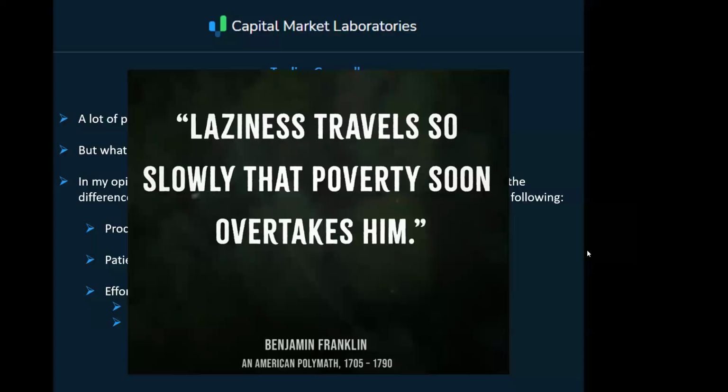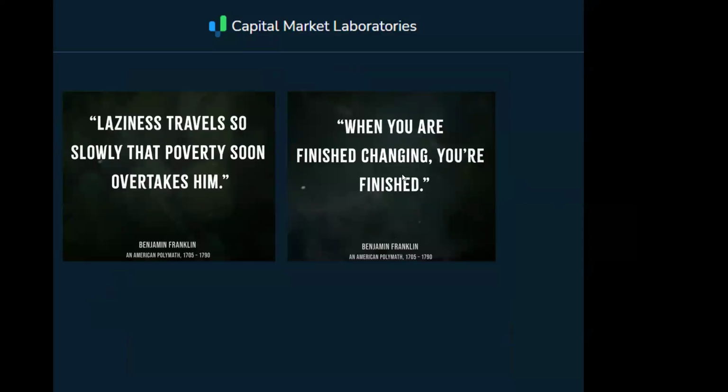And then he had more to say. He said, when you are finished changing, you're finished. And I said, well, what does that mean? He said, just because you're familiar with something and you want to do that, that doesn't mean you shouldn't look at the things that you're unfamiliar with so you can progress. And I said, man, that's really good for TradeMachine.